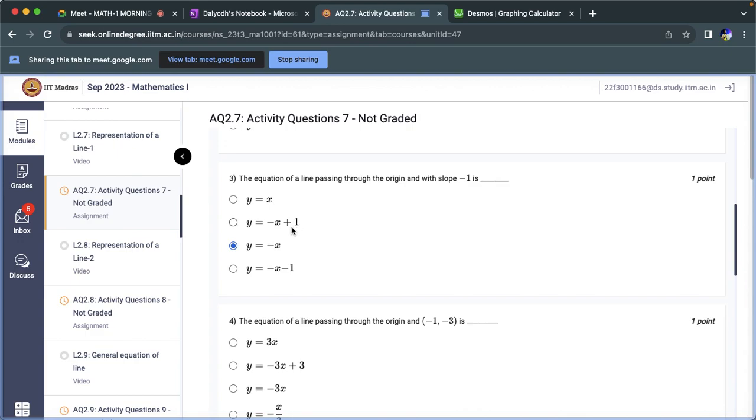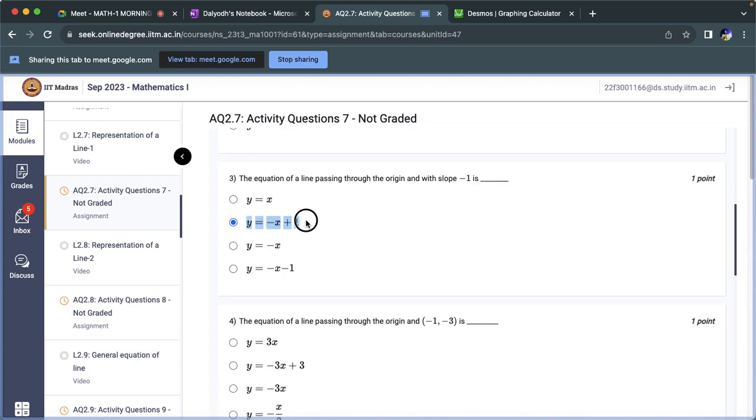I have solved this using the point slope form, that y minus y naught is equal to m times x minus x naught. So we put 0 for the origin, then we get y is equal to minus x. Because it says it passes through the origin, the point 0 comma 0 must be satisfied on this line. So here you can see, its slope is minus 1, right?